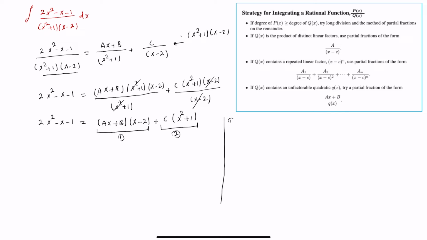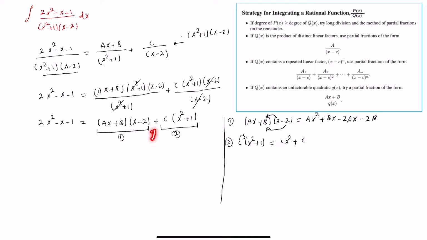So for number 1 we have ax plus b and then x minus 2. First I'm going to multiply x. So we have a x squared plus bx. Then I'm going to multiply the minus 2. So it's going to be minus 2ax, then minus 2b. For number 2, we have c multiplied by x squared plus 1. So I'm going to multiply c inside the parentheses. It's going to be equal to cx squared plus c.